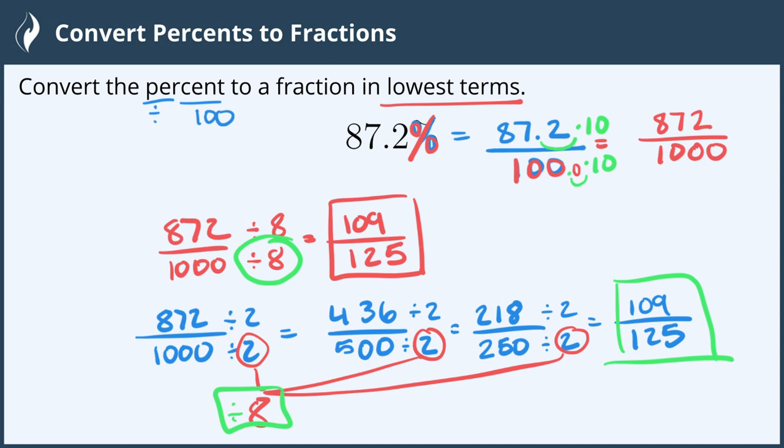Either way, this percent has now been converted into a fraction in lowest terms, and our answer is 109 divided by 125, and we're done.